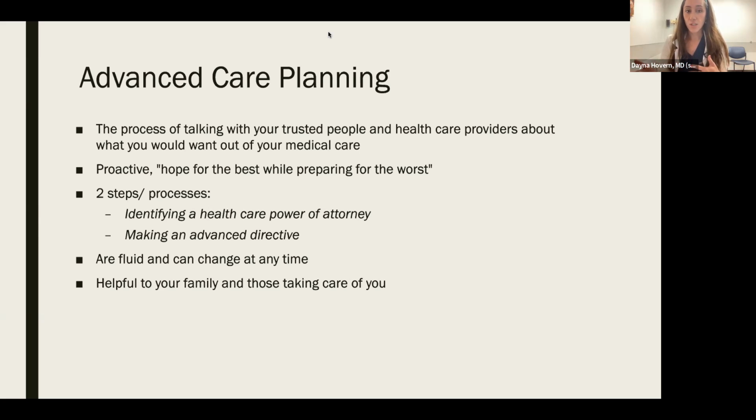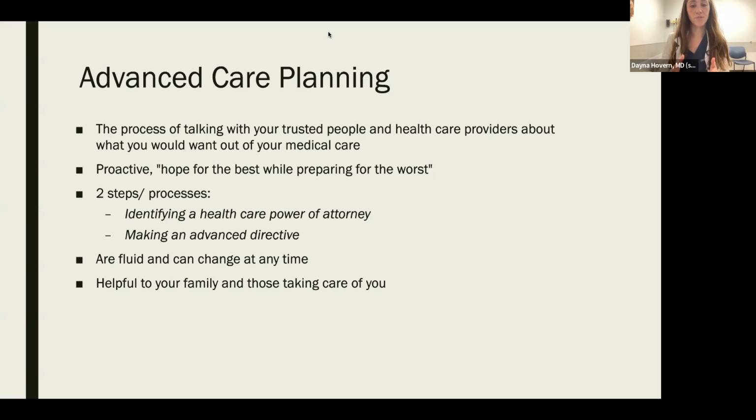Now, both of these things are fluid and they can change at any time. Say something happens to your healthcare power of attorney, they themselves get really sick and they're unable to take on that responsibility. You can transition that position to another person in your life. Say you change your mind and you're more interested in certain therapies than you were when you had made your advance directive. Once again, you can change that at any time.